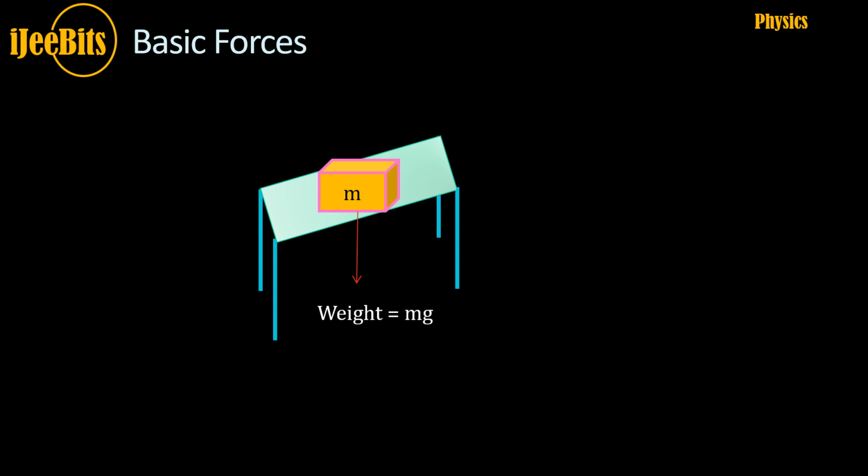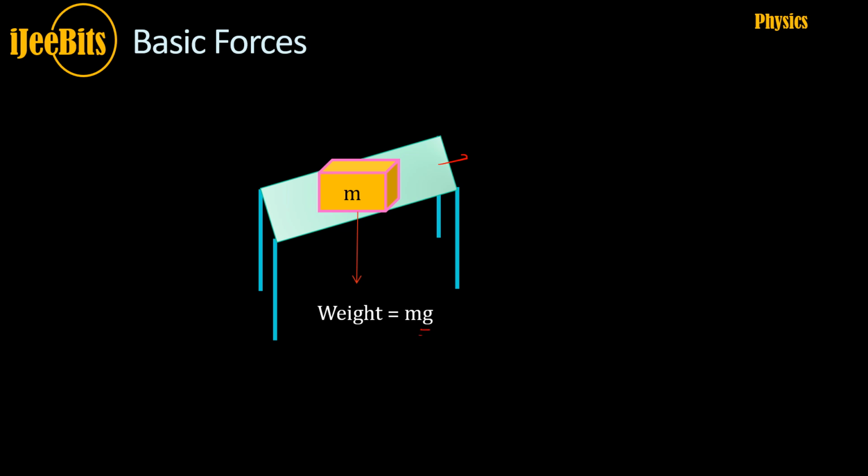If you look at the basic forces, what are the forces we have and how are we going to leverage this concept in solving the problem? Let's assume we have a block of mass m which is at rest on the table. The acceleration due to gravity acting on the body is g.